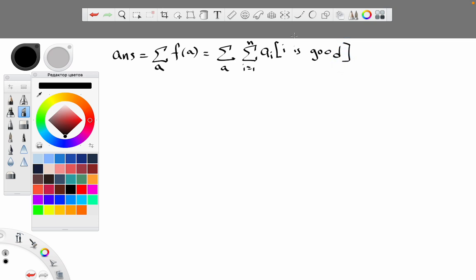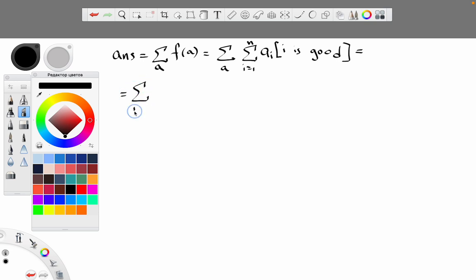So like 1 if this is true and 0 otherwise. That's, I want to say Ackermann notation, but I'm not sure. Okay, and now we change the order of summation.